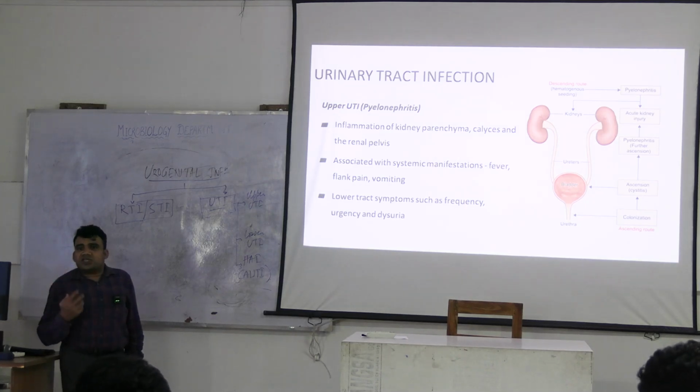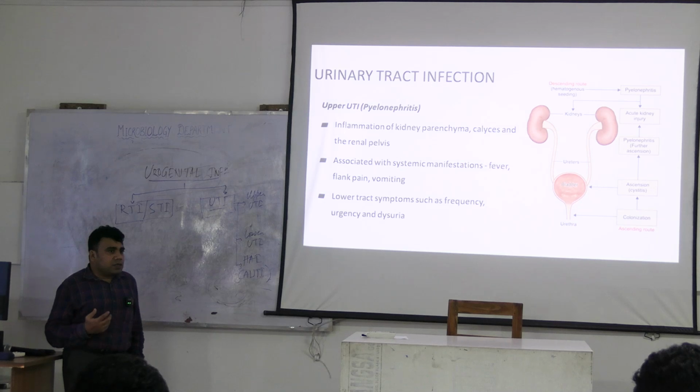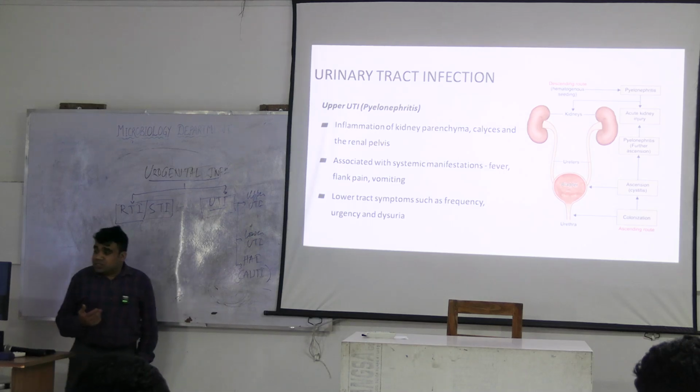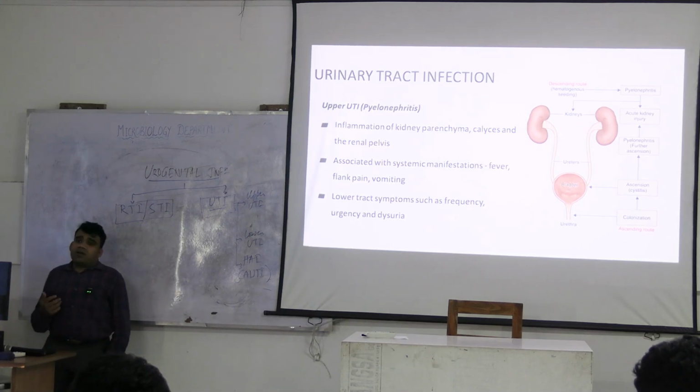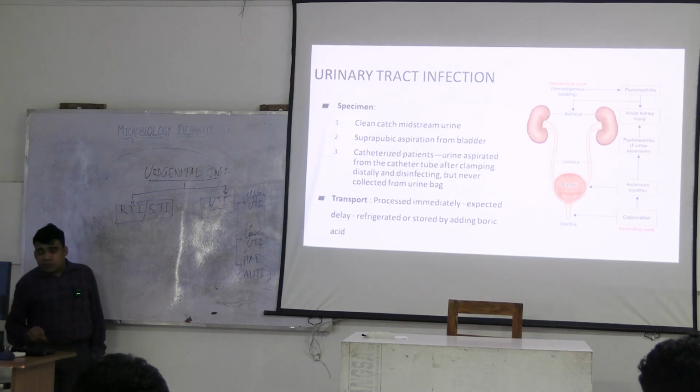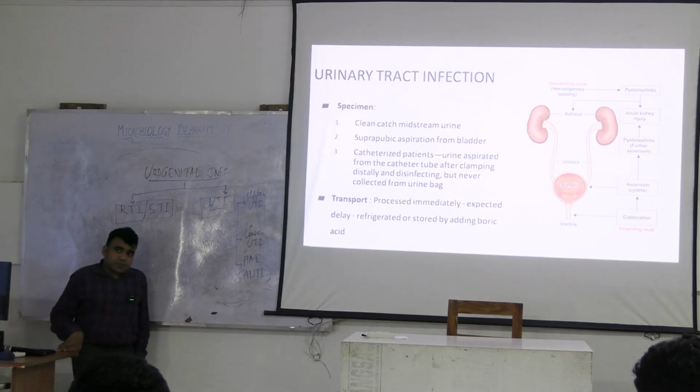But if the infection is in the kidneys, that is pyelonephritis, there will be constant throbbing pain along with high grade fever. So this you have to differentiate, because pyelonephritis is obviously a very severe condition and antibiotic treatment has to be started as early as possible.